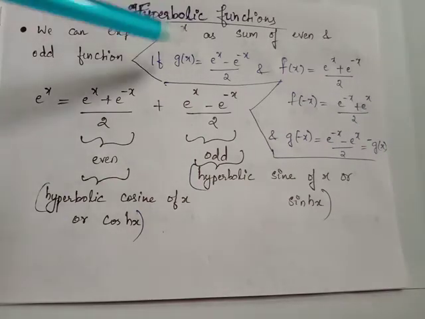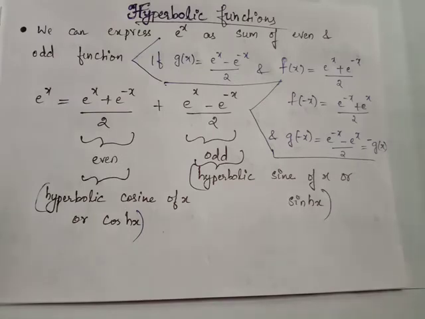Similarly, g of x and minus of g of minus x are the same. That is, f of x satisfies the property of even function because f of x equals f of minus x, and g of x satisfies the property of odd functions. That is, g of minus x equals minus g of x, or g of x equals minus of g of minus x. Thus, we have successfully split e raised to x into even and odd functions.